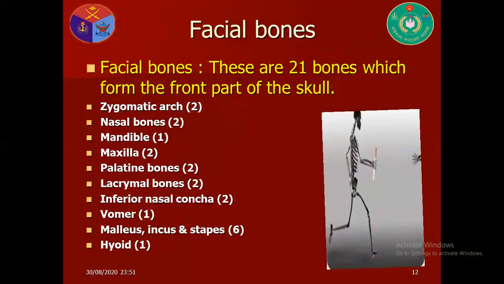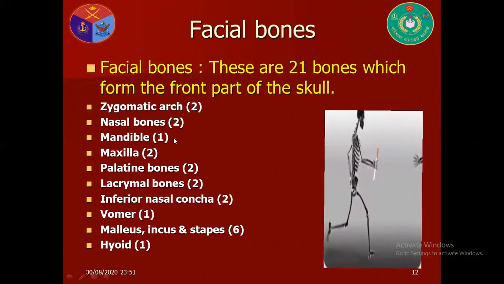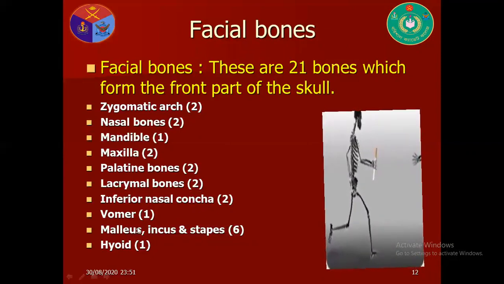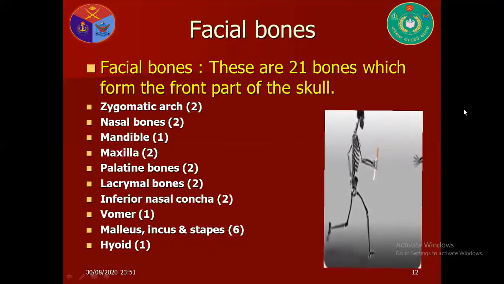Facial bones. These are 21 bones which form the front part of the skull. Zygomatic arch 2, nasal bones 2, mandible 1, maxilla 2, palatine bones 2, lacrimal bones 2, inferior nasal concha 2, vomer 1, malleus, incus, and stapes 6. These are the ear bones, also called ear ossicles, and a hyoid 1. So this number is 21.